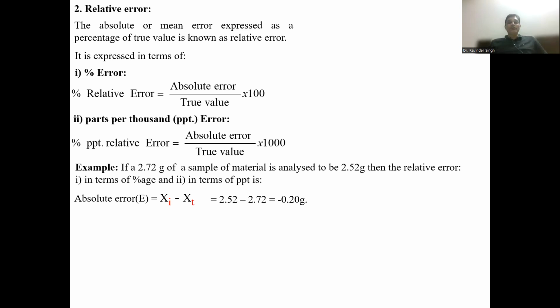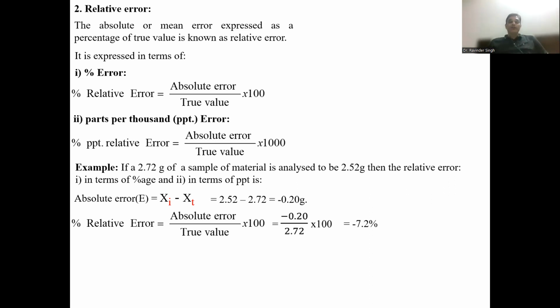Now we will find out the relative error in terms of percentage. So the percentage relative error is equal to absolute error divided by true value multiplied by 100. So what is the absolute error? Minus 0.20 divided by true value, that is 2.72, multiplied by 100. Now the answer comes out to be minus 7.2%.